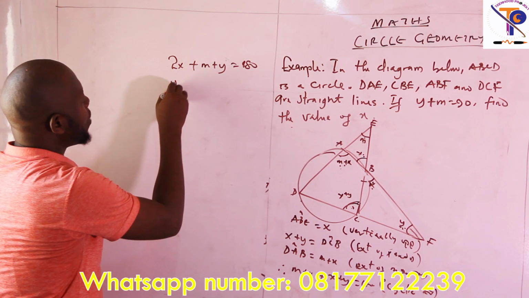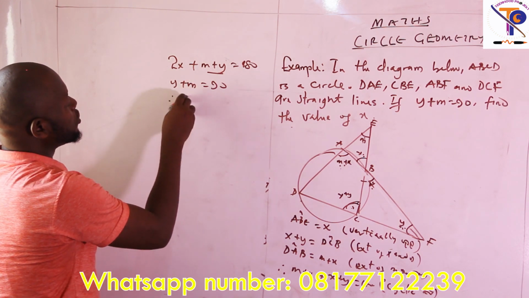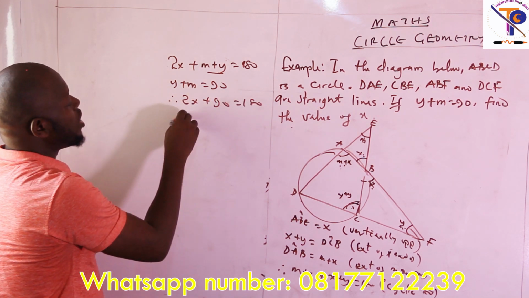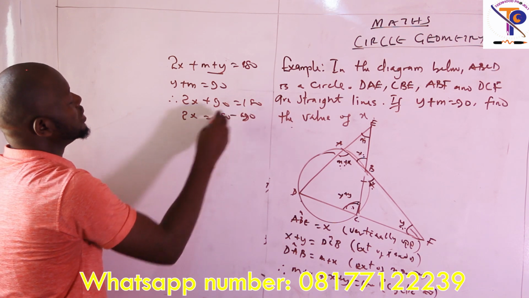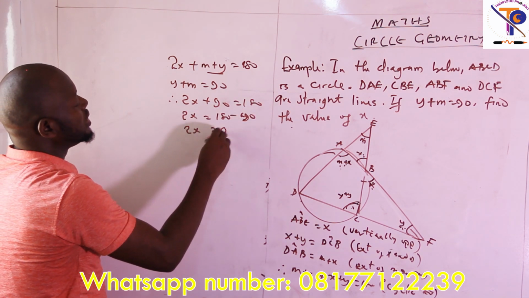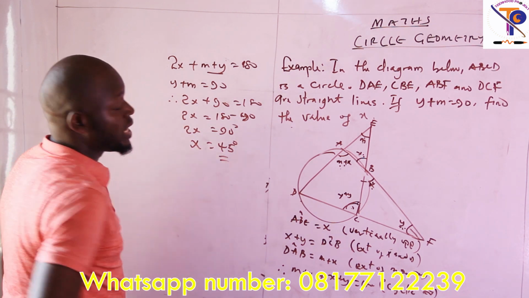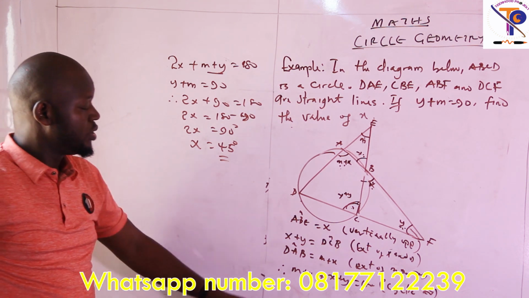Don't forget our y plus m, or m plus y, is equal to 90. That means therefore 2x plus 90 degrees is equal to 180. So I have 2x is equal to 180 minus 90. I have 2x is equal to 90 degrees. So x is equal to 45 degrees. That is that. Let me quickly take it again so we move to the next question.